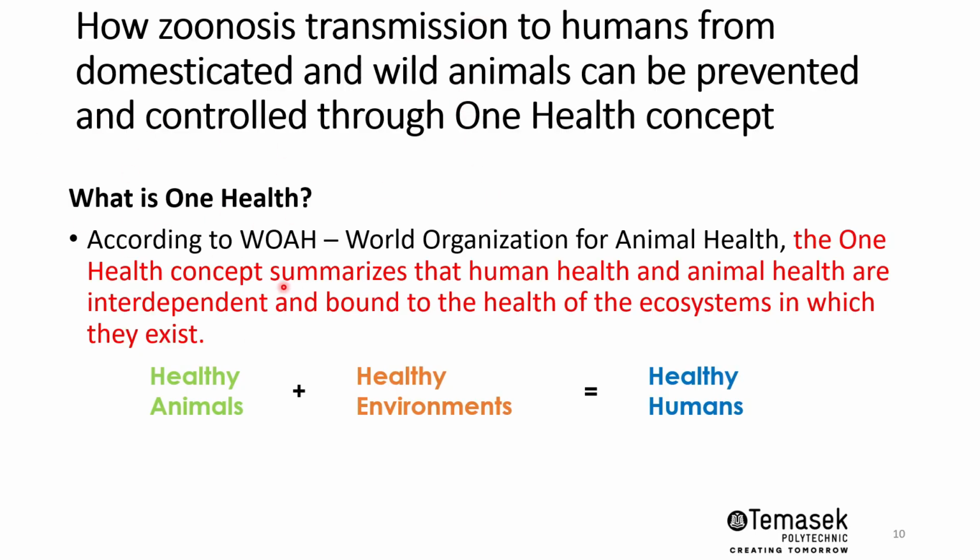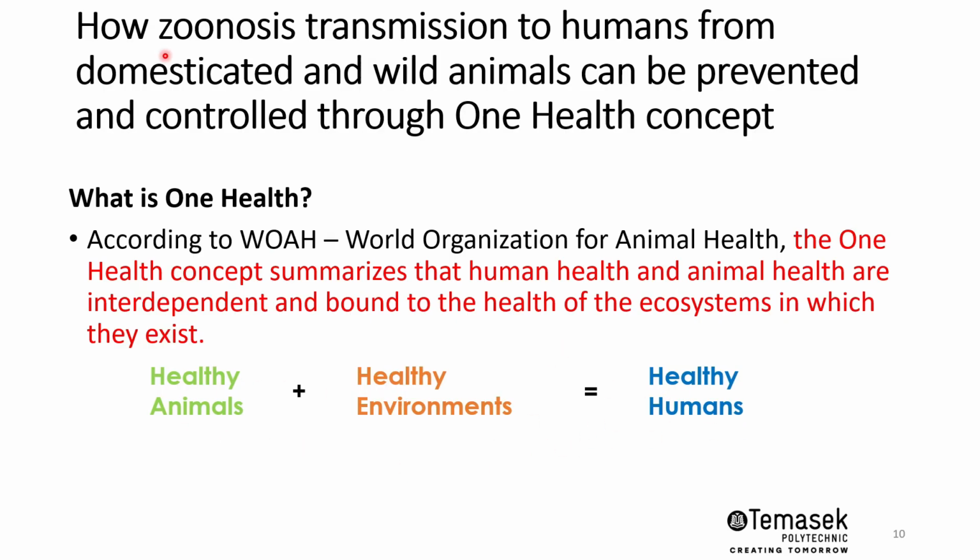According to the World Organization for Animal Health, the One Health concept summarizes that human health and animal health are interdependent and bound to the health of the ecosystem in which they exist. So we are looking at animals, we are looking at environment, and hence we are looking at humans. So if all of them are healthy, we will contribute to each of the aspects in terms of what the activities that each of these parts are doing.